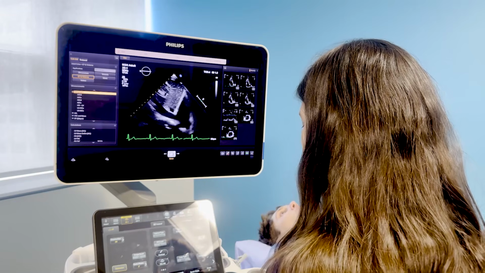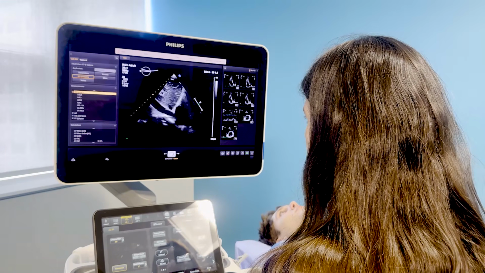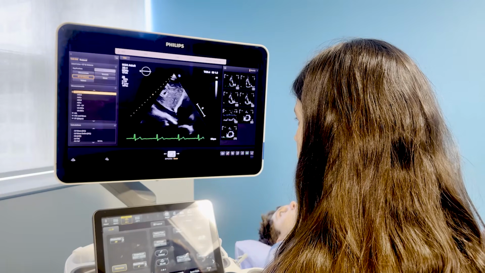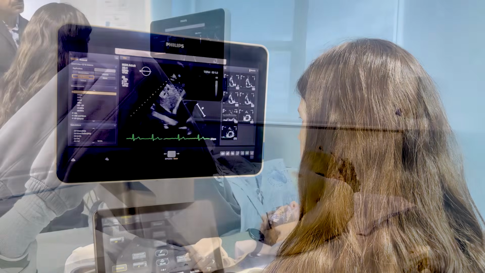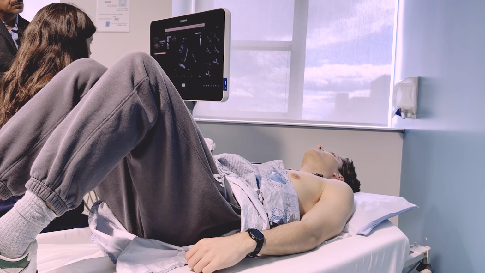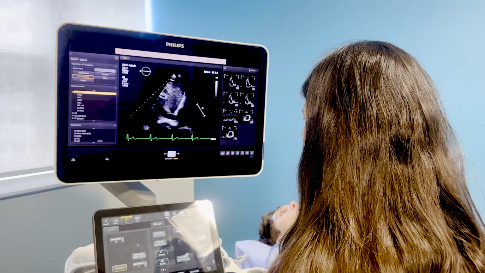So this is the IVC here. Okay. They want the IVC diameter measurement in expiration. So Mateo, can you breathe out for me? Hold your breath and breathe.